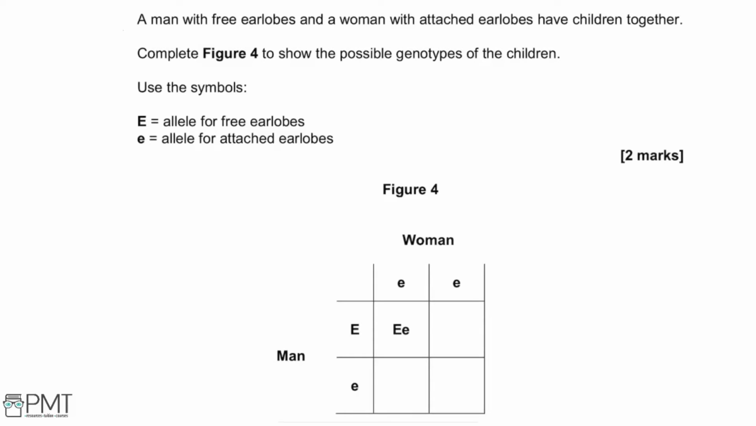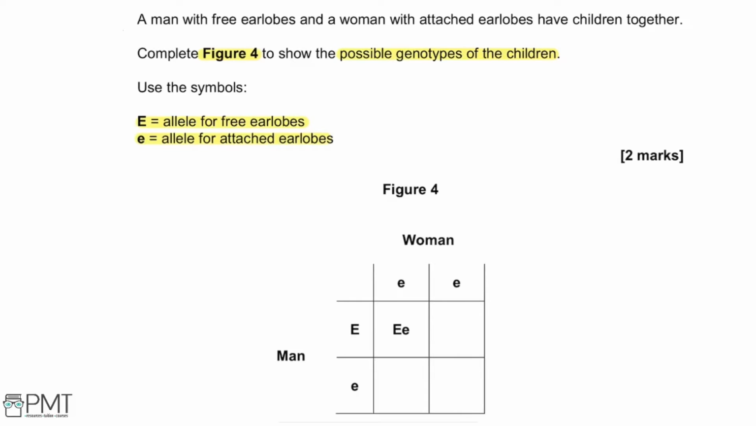A man with free earlobes and a woman with attached earlobes have children together. Complete figure 4 to show the possible genotypes of the children. Use the symbols capital E for the allele for free earlobes and lowercase e for the allele for attached earlobes. And this question is worth 2 marks.